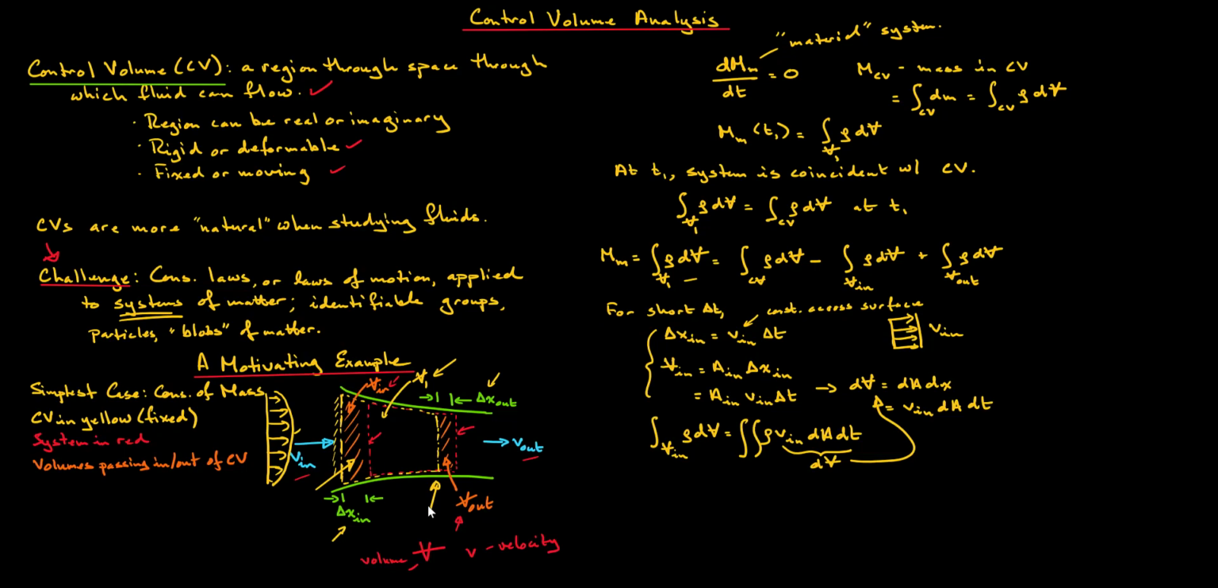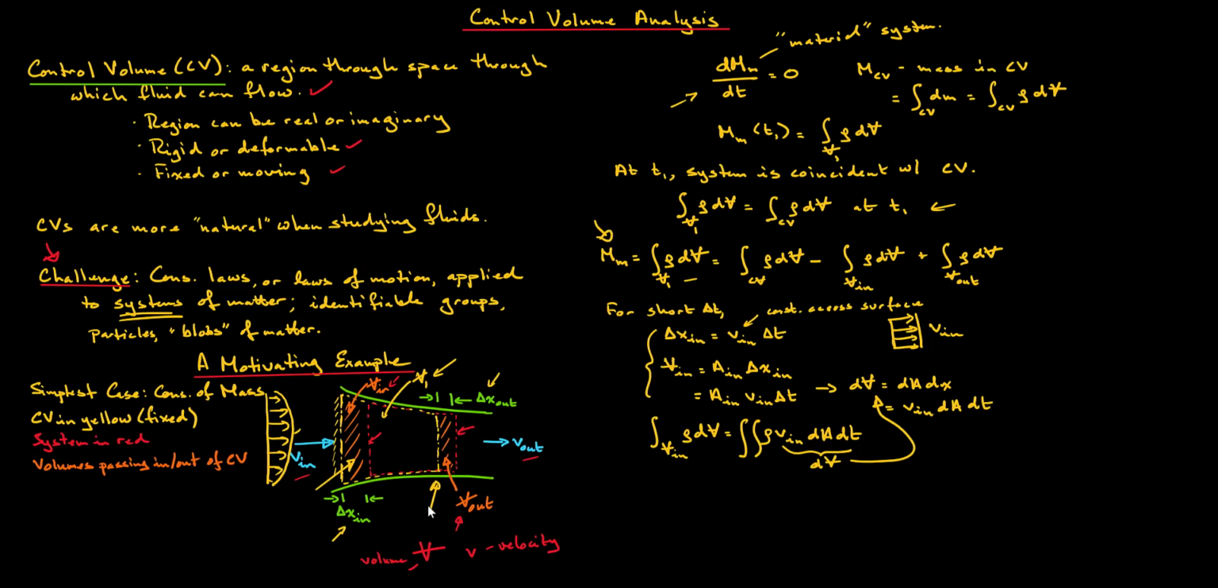Okay, let's pause for a second and think about what we're doing. So we've identified a system, which is an identifiable group of particles, which we have denoted by the red outline in our schematic. And what we're saying is a conservation of mass would tell us that dm by dt, the time rate of change of that identifiable group of particles, will not change with time. At time t1, the system overlaps with the volume of the CV. And this is what we are saying right over here.